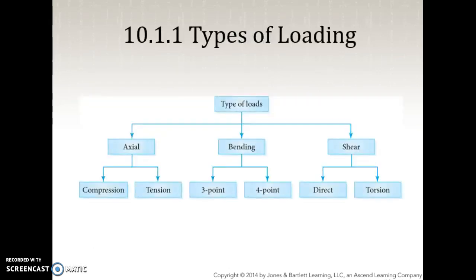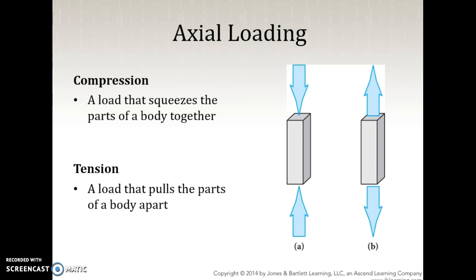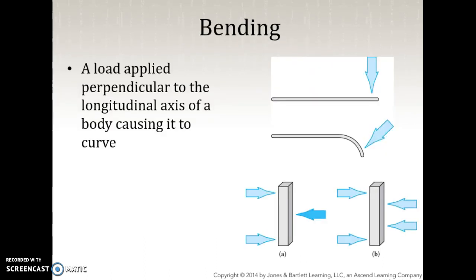The types of loading that we have are axial, bending, as well as shear. Under axial, we'll look at compression and tension. Bending includes 3-point and 4-point bending, and for shear we have direct shear and torsion, which you might have heard about in previous classes. With axial loading we have compression, which is a load that squeezes parts together. Tension is a load that pulls things apart.